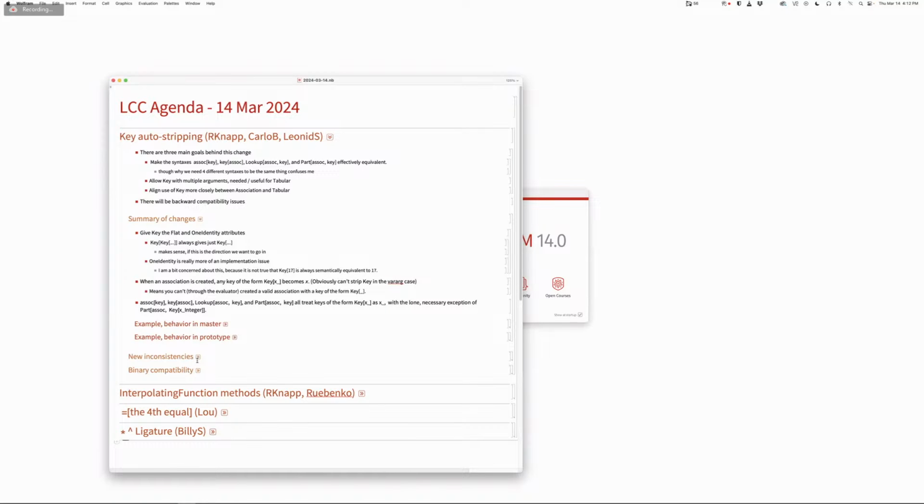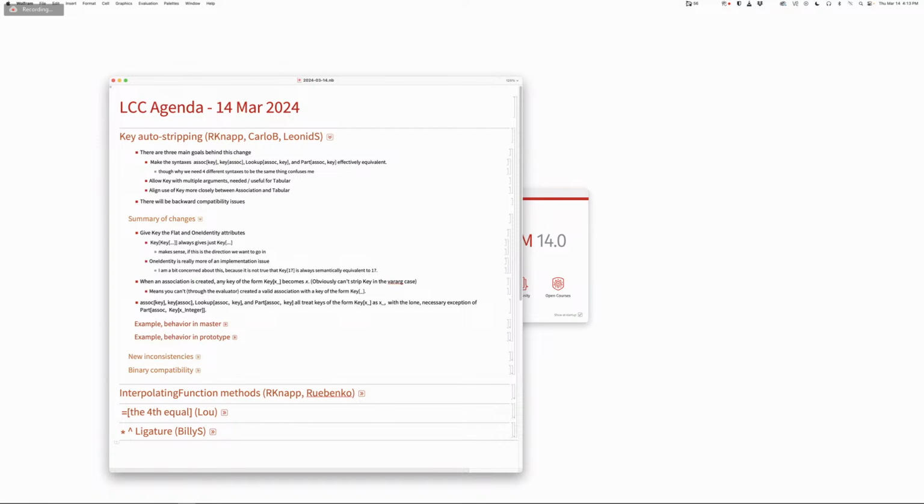And the goal is to make Association of Key, Key of Association, Lookup of Association, and Part of Association and Key as similar as they can be, although there's the part of me that's like, why do we need four different syntaxes for the same thing? Yes. This came from the tabular project because we think this will make a cleaner design with multi-keys, which are essential for tabular and align association and tabular as much as possible.